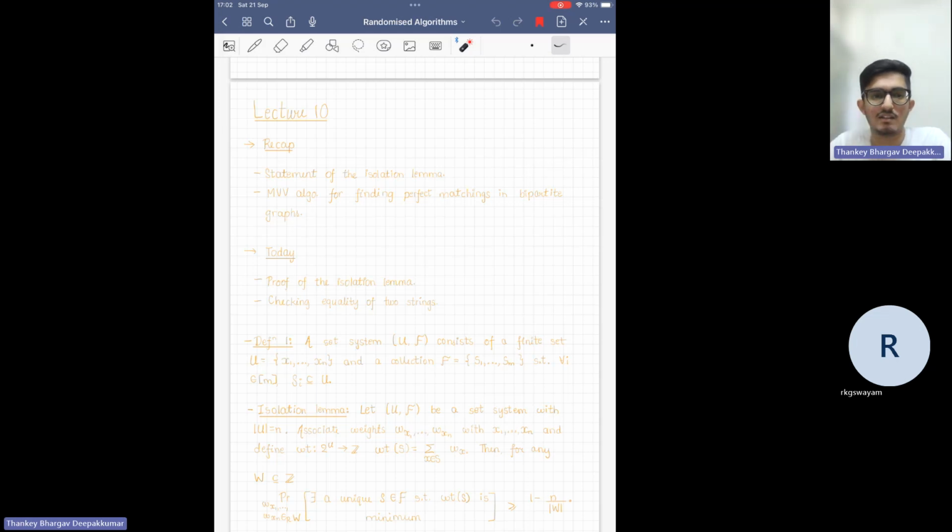So yesterday we saw an algorithm to check whether a hypergraph has a perfect matching or not, and that algorithm relied on the isolation lemma, right? We saw the proof of that algorithm, but we did not see the proof of the isolation lemma. So today we'll first prove the isolation lemma, then look at an algorithm for checking the equality of two strings and then the equality of two sets.